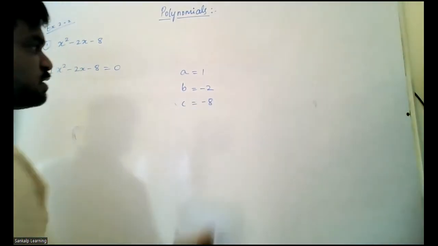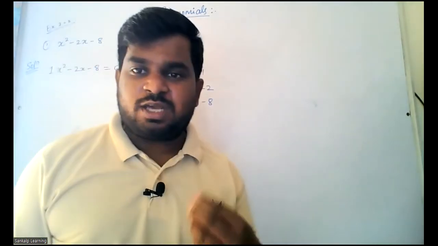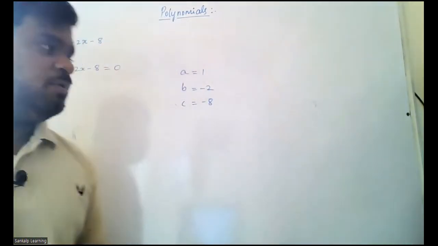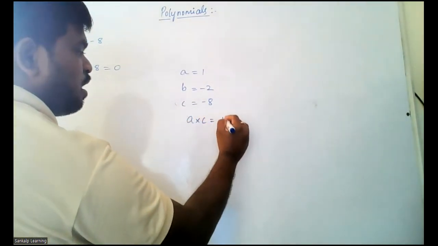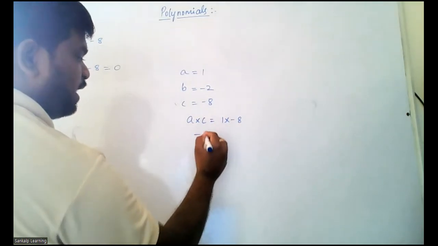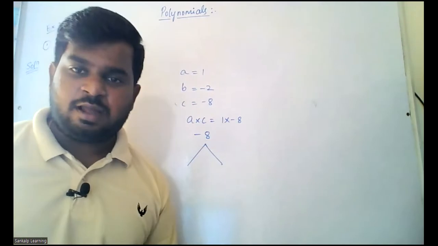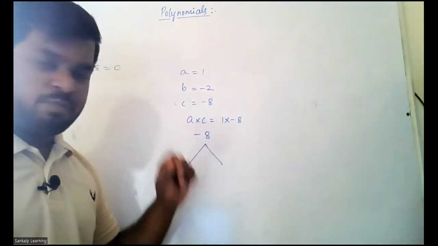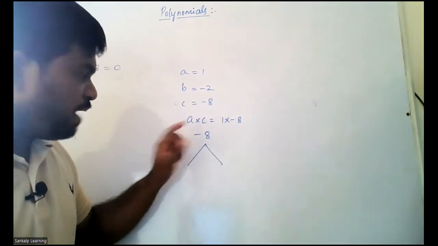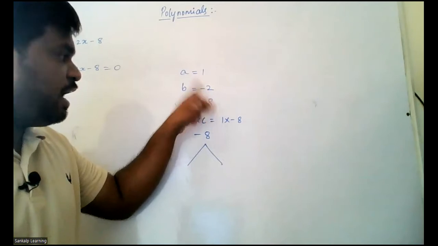Now what we have to do is multiply this a and c. Basically what we are doing is factorization method, or splitting the middle term. So a into c. What is a into c? 1 into minus 8. So we get minus 8. Now we have to find the factors of minus 8, meaning we have to find two numbers which when multiplied should give you minus 8. And since you got minus here, we have to subtract those two numbers in order to get minus 2.